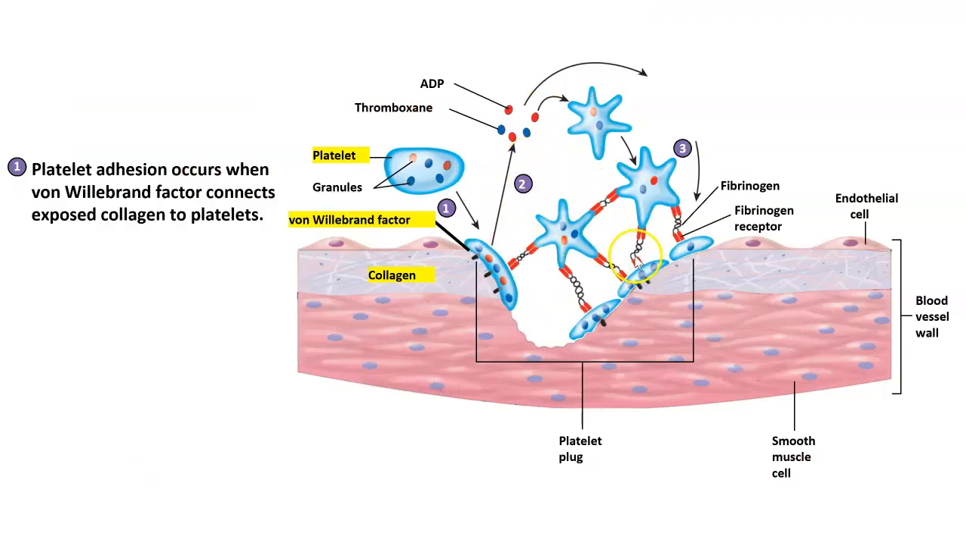So this picture shows you what is happening. You can see here the collagen fibers that have been exposed due to the cut in the blood vessel. Notice also these are the endothelial cells, simple squamous epithelial cells, that are going to secrete the original substances that are going to cause the vascular contraction. Down here you can see the smooth muscle that will contract in response to the substances secreted by the endothelial cells.